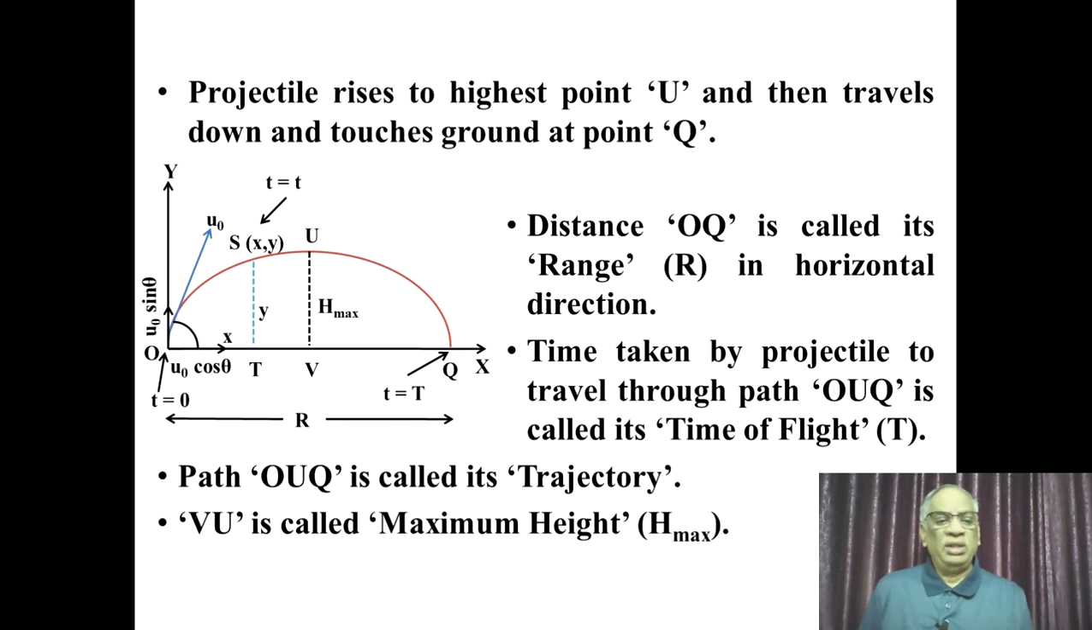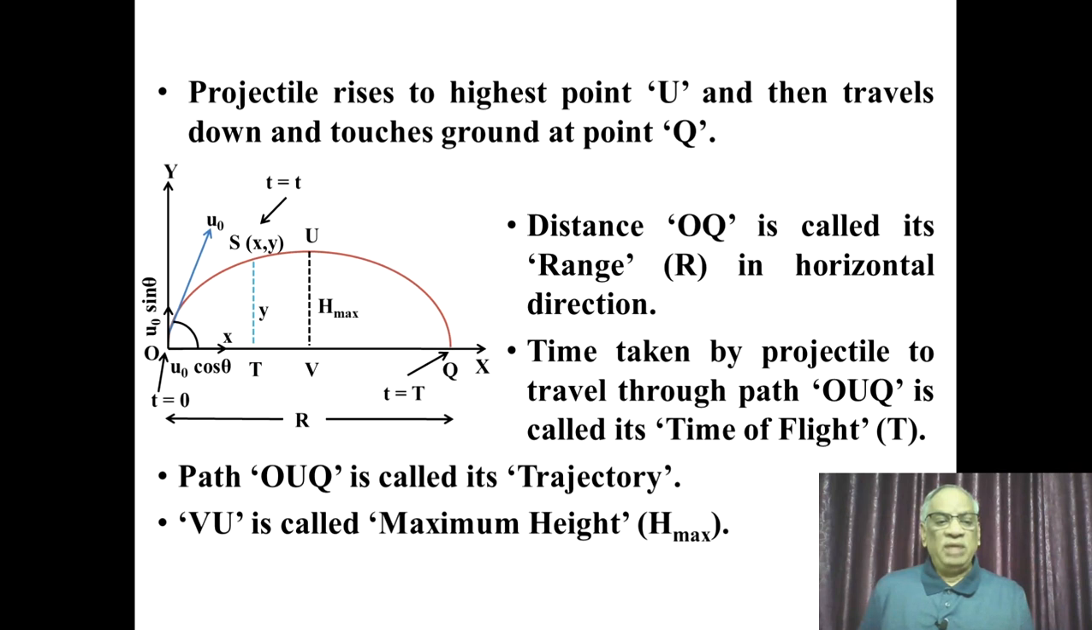So in this slide you can see the various terms which are handy for us for discussing the projectile motion. The projectile, once thrown, rises to a maximum height at the point U as shown in this slide, and then it falls back to the ground and touches the ground at the point Q.